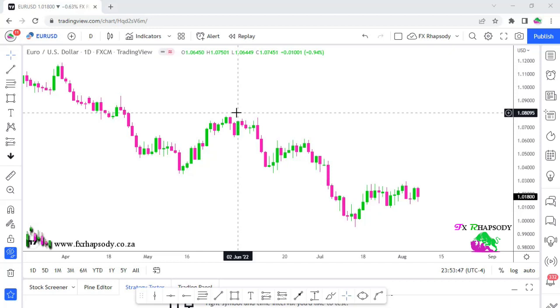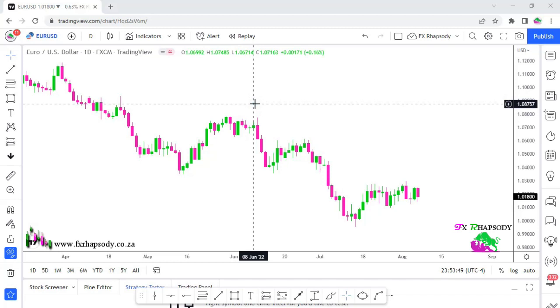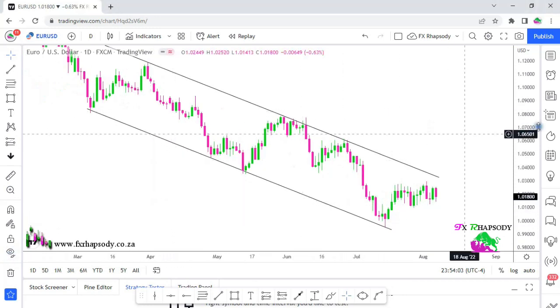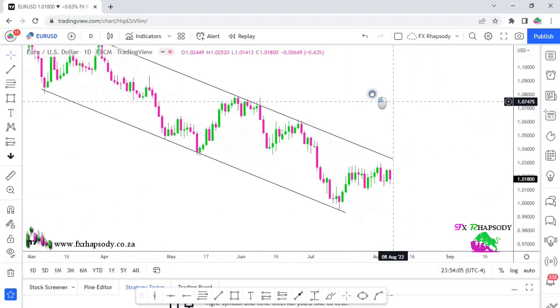Okay, so let us hit the chart. We're going to start off with the Euro USD dollar. We're doing top-down analysis. We're starting on a daily time frame, moving down to your hourly. So on a daily time frame, what we can see is that the Euro USD is definitely still on a downtrend, but it is consolidating.